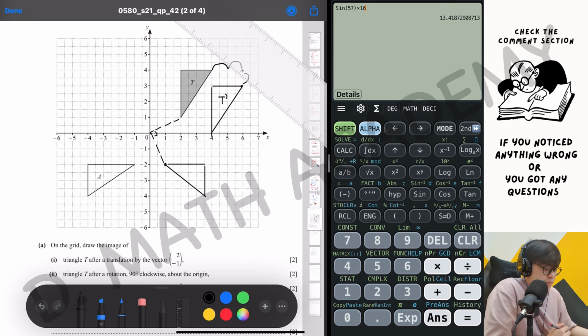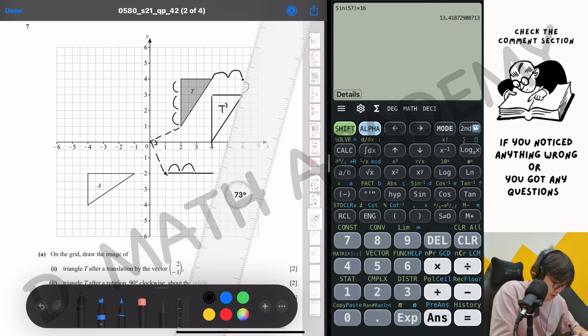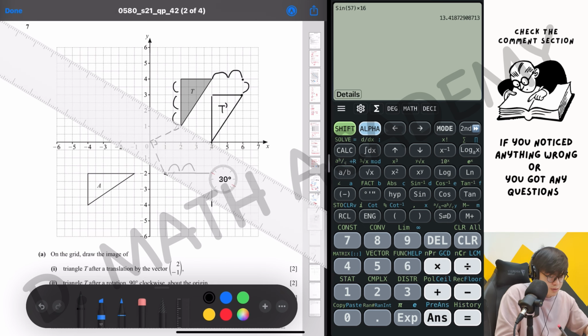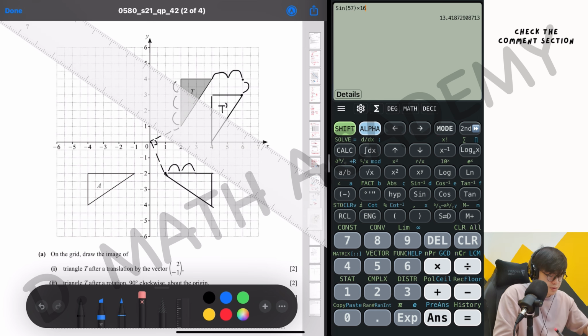Hold on, let me count the gaps. 1, 2, 3, 4, 5, 6. 1, 2, 3, 4. Okay, there's a slight adjustment needed here. Extend the line longer. 4 steps down, that's correct. And this will be your final answer.